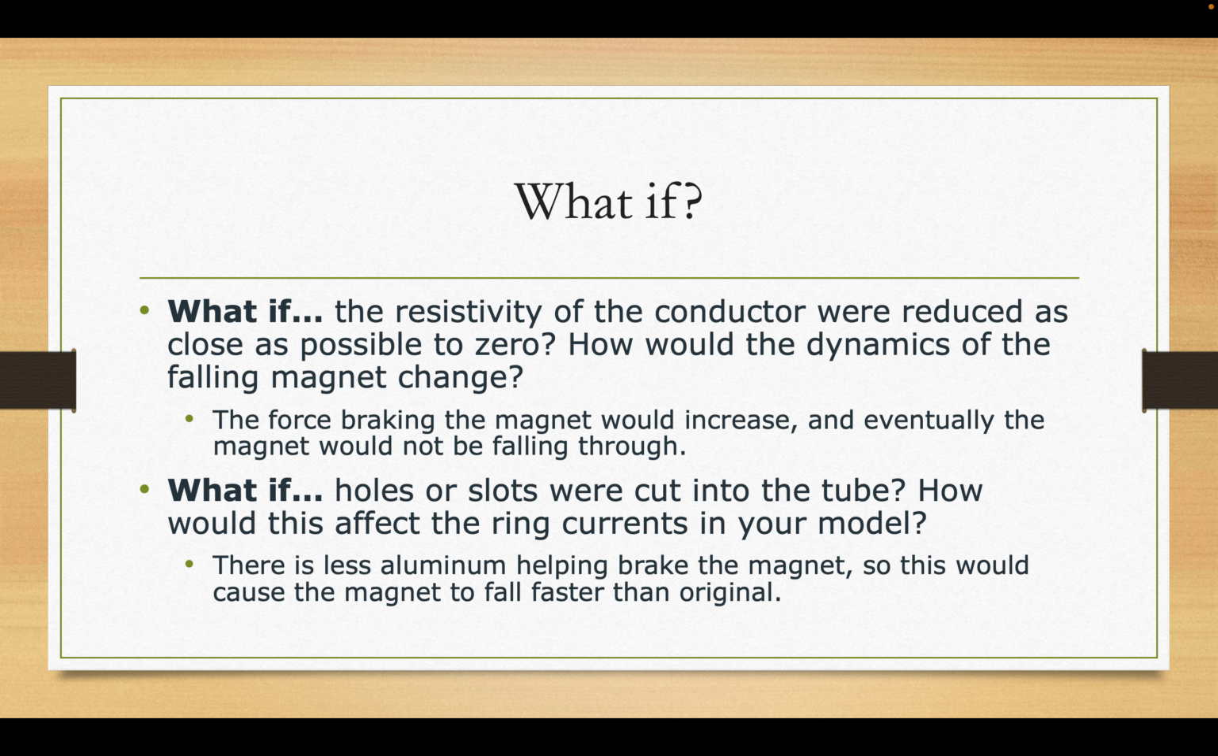And then, what if holes or slots were cut into the tube? How would this affect the ring currents in your model? Since there are holes or slots, there's less aluminum material helping brake the magnet, so the overall magnetic force caused by the aluminum decreases. So the magnet would have a lower magnetic force acting on it, allowing it to fall more quickly than with a full solid tube.